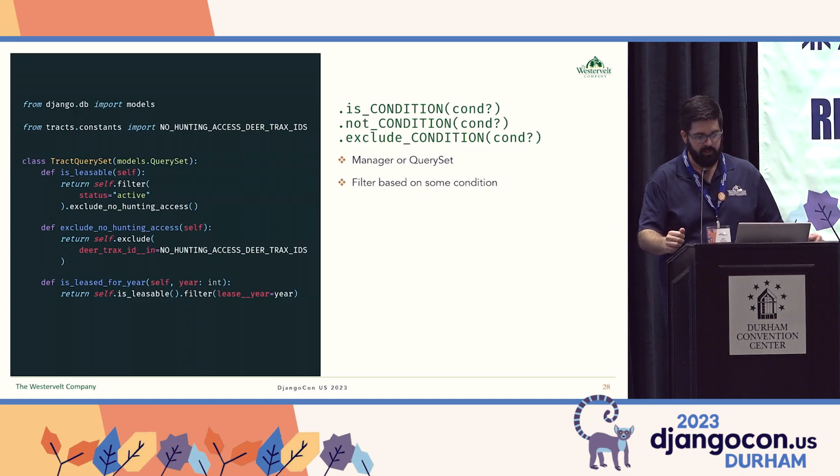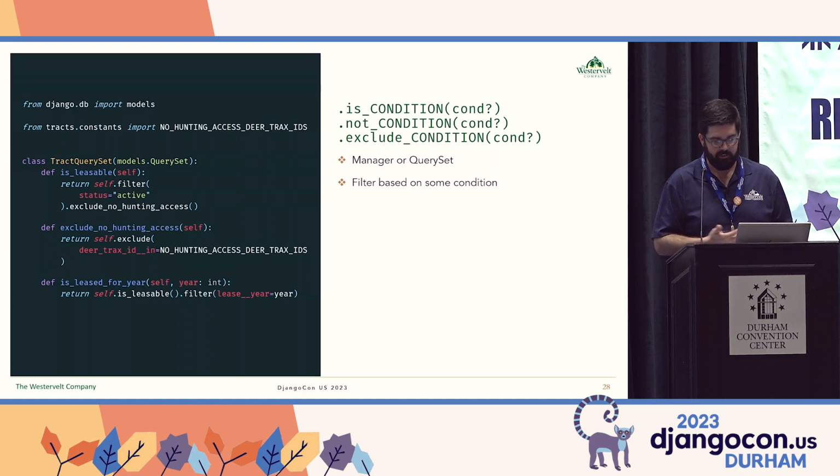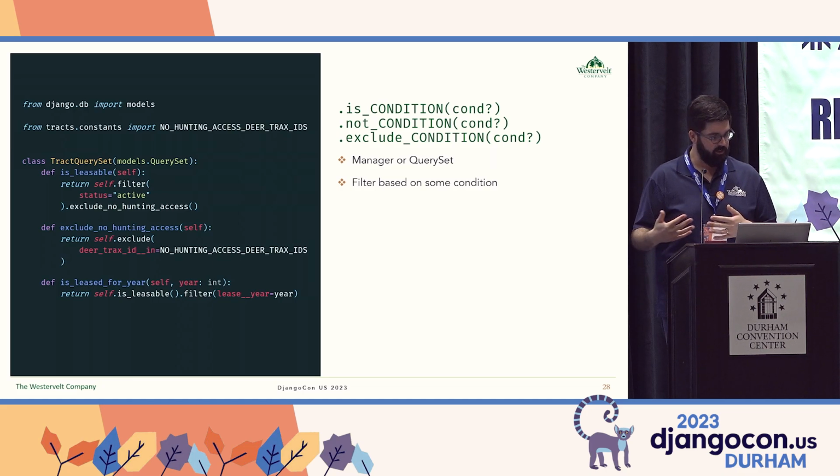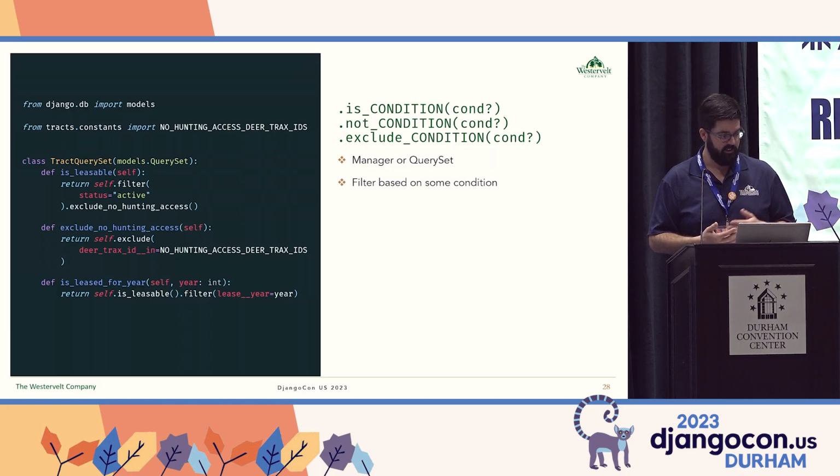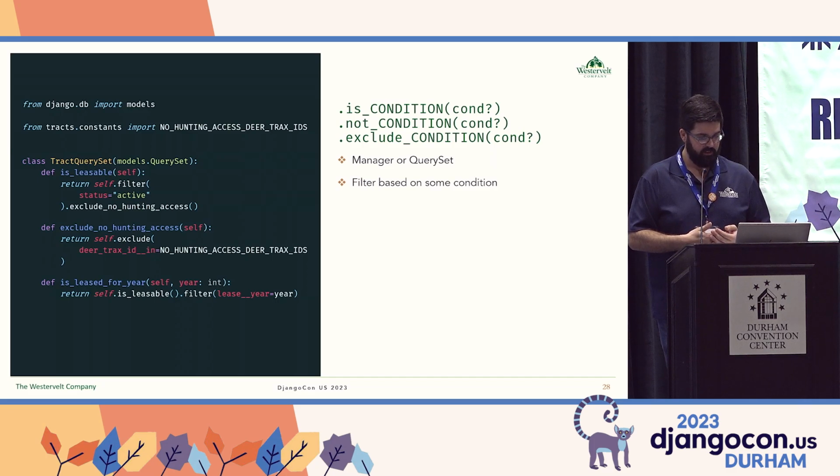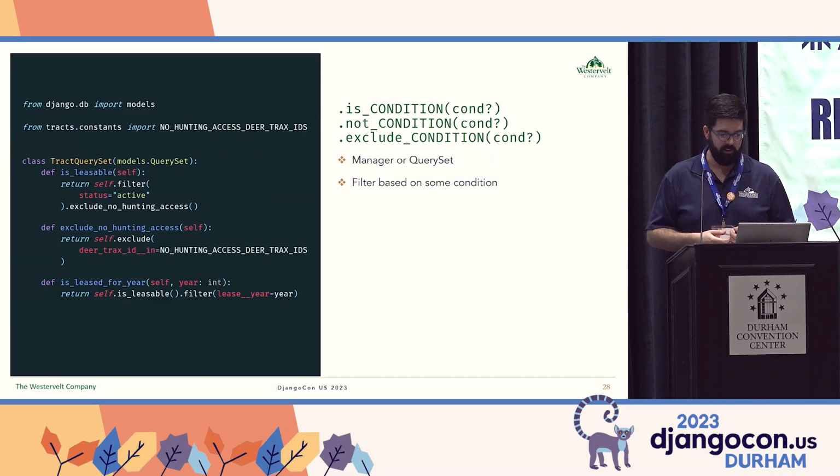Next is the most common method I find myself writing, filtering based on a condition. So we have a Tract. Tract has acres, it has a status, has this deer tract ID, and we define a tract query set with a few methods. One's responsible for telling whether a tract is leasable, that's whether it's active and huntable.